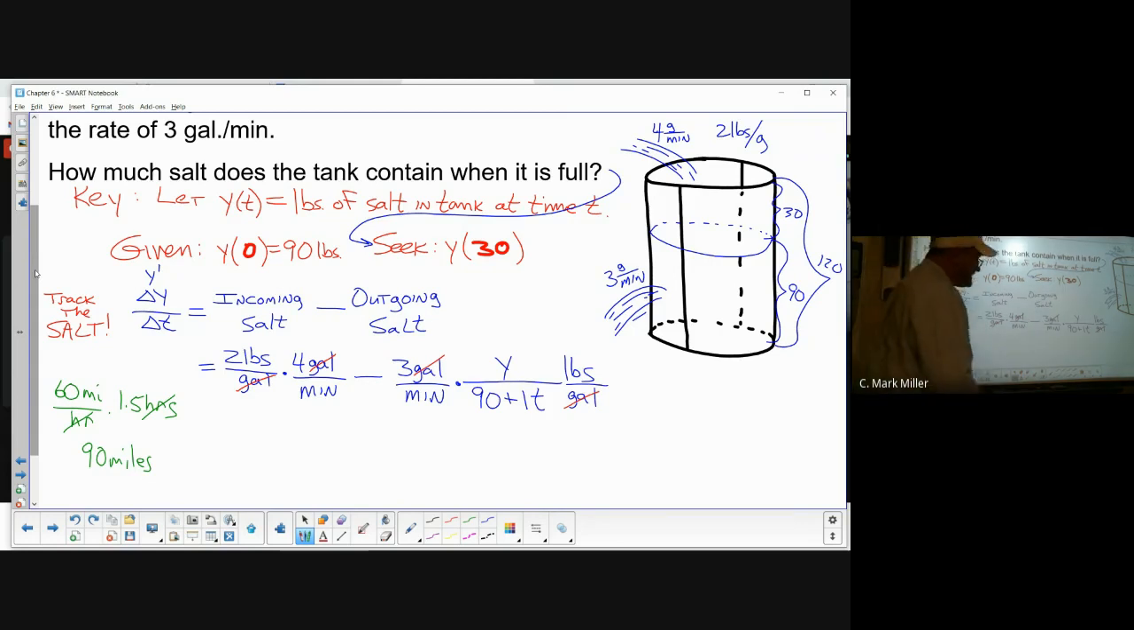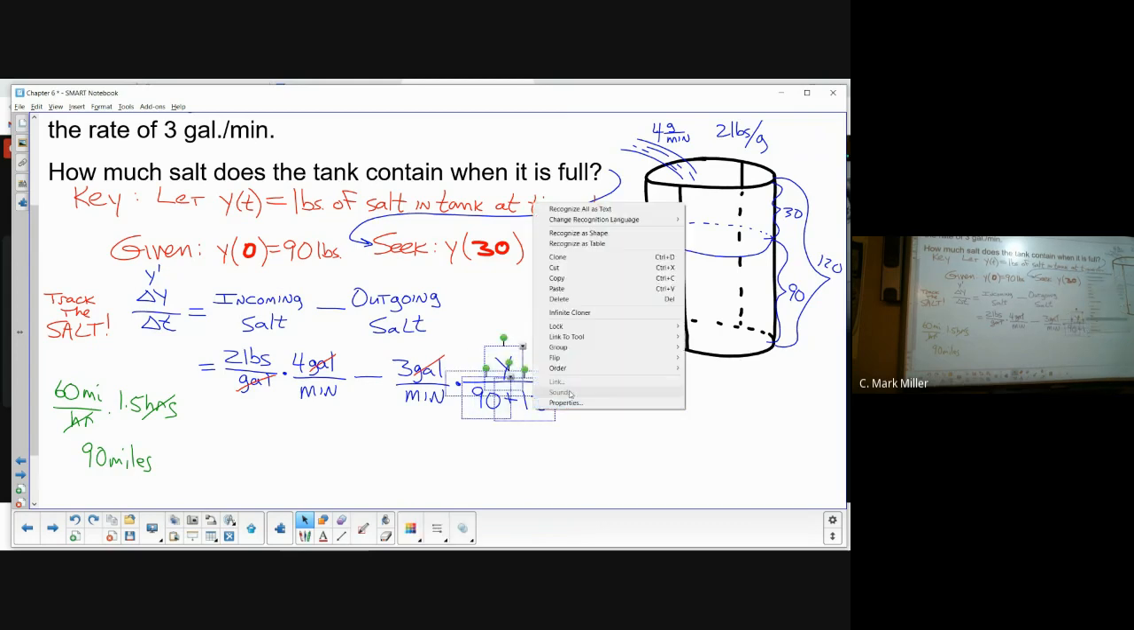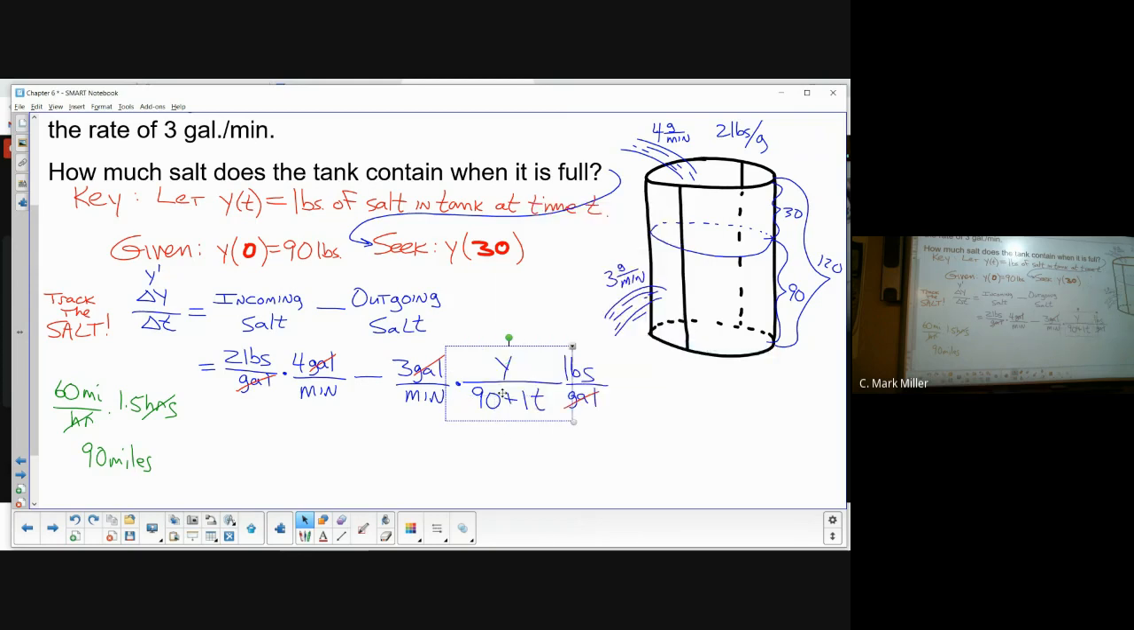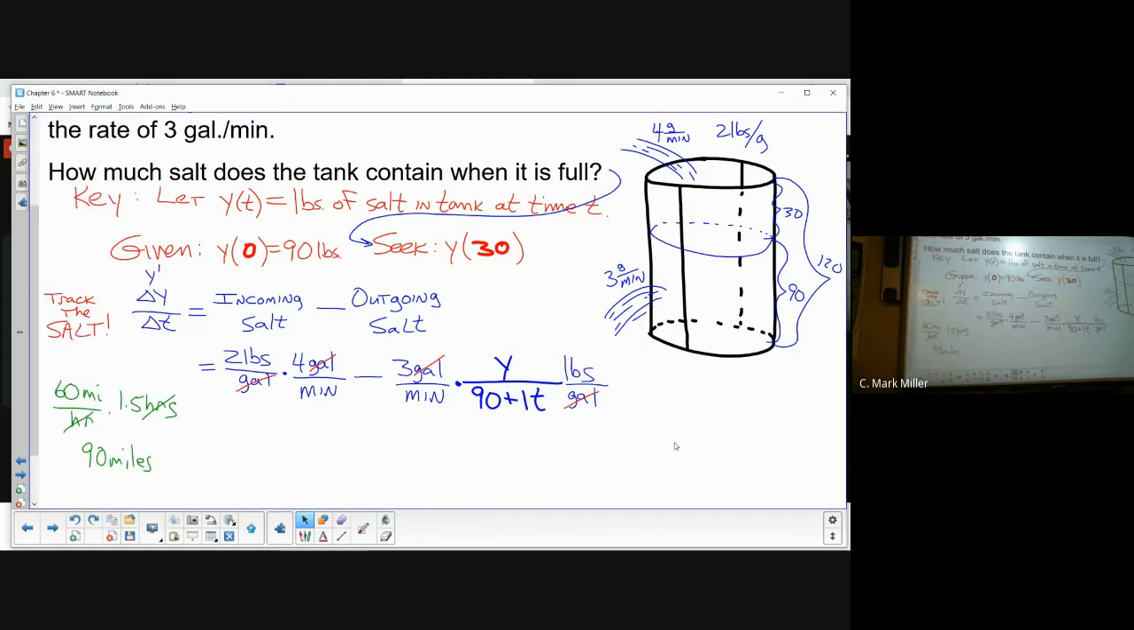So the key step here, the one that people, I think, most often trip on, is this right here. I'm going to make it bolder. Okay, that's a key one. Once again, you want incoming salt minus outgoing salt. The amount outgoing is going out at 3 gallons per minute.